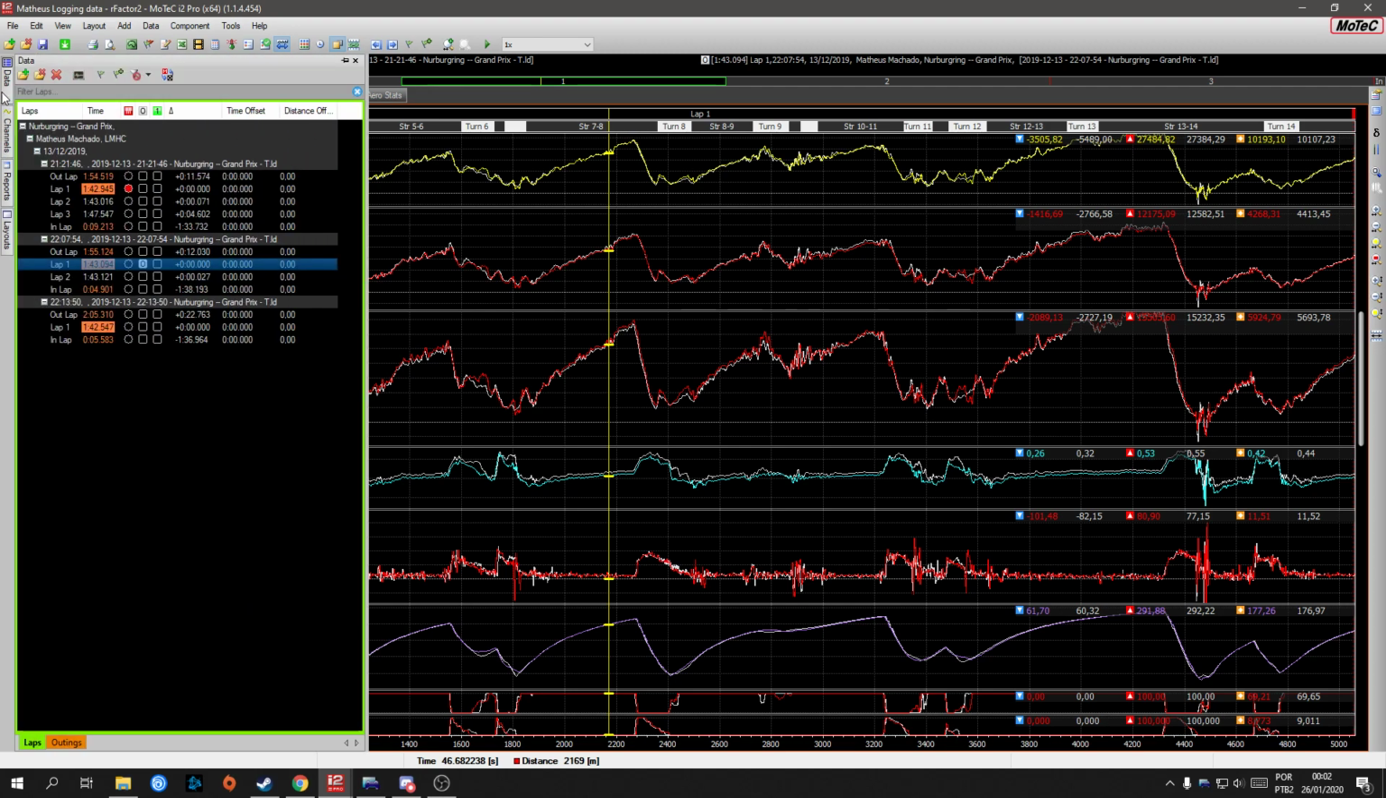And you can see that the lap time here was about the same. But then I say, oh, I think the car is okay. I think that lap was a mistake.